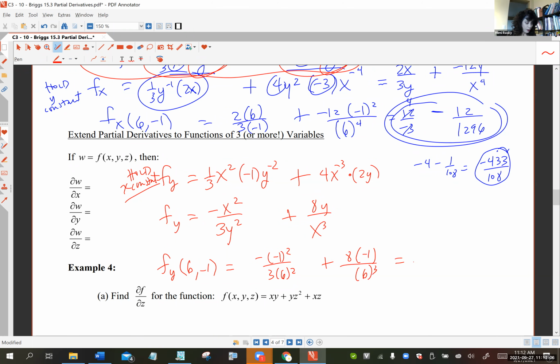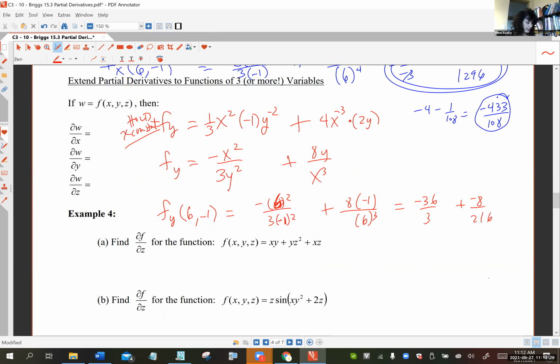what do I get? Oops, I forgot. This should be 6 squared. Sorry, my bad. I'm doing it backwards. So that should be what? Negative 36 over 3 for the first term, plus negative 8 over, I think it's 216. And then add these together and use your calculator. Use your frac command on the calculator.